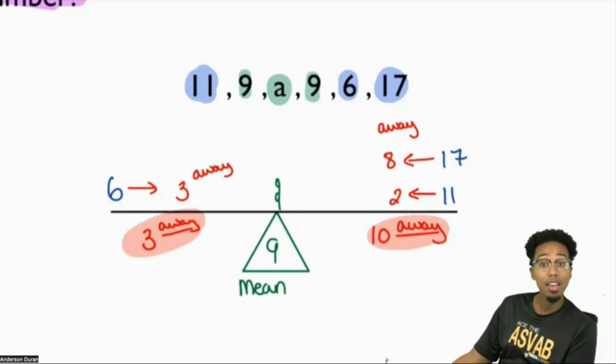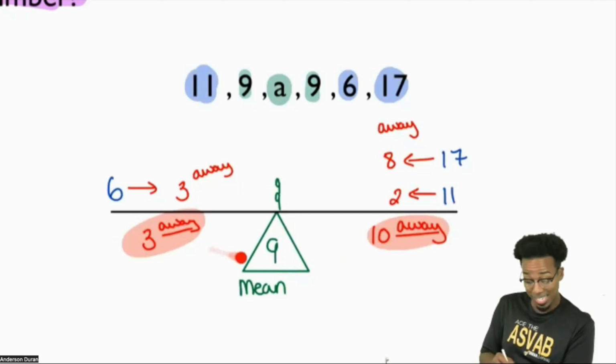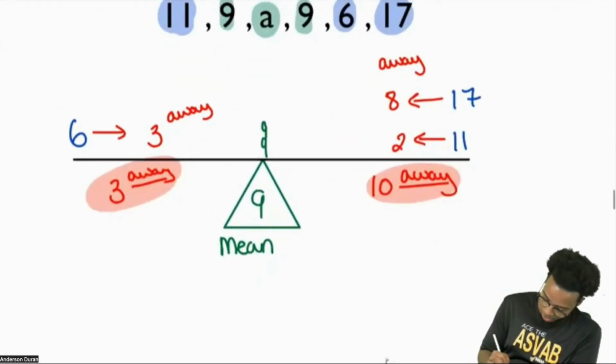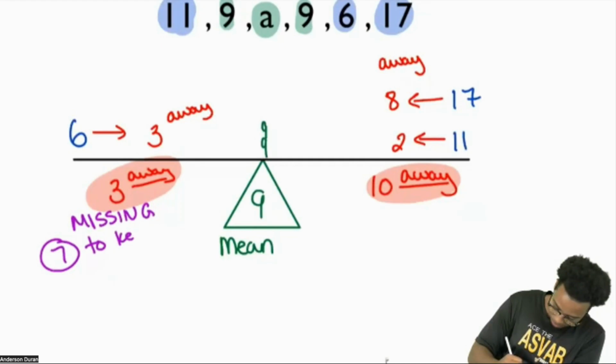Yeah, we're missing 7, exactly, because if you compare, look, 3 away from this side, 10 away from that side, we're missing 7 on the left side, right? We're missing 7 on the left. So I'm going to write that over here. Again, when you compare those, we are missing 7 to keep the balance.